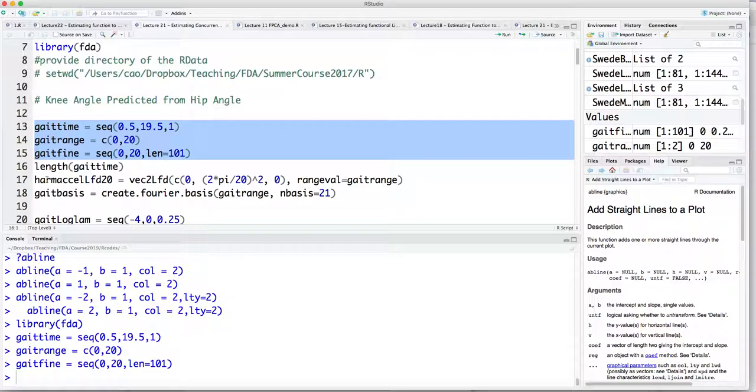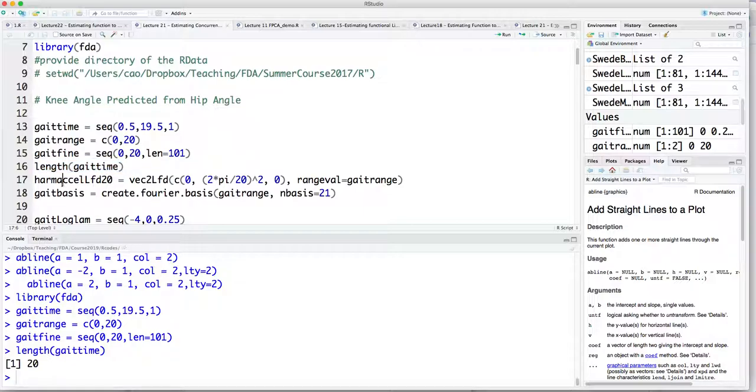So the range of the gait time is from 0 to 20. I defined the observed gait time points from 0.5 to 19.5. We also have a fine gait time, which is 101 equally spaced points between 0 and 20. This is just for the purpose of plotting. So we have 20 observations on each gait cycle.